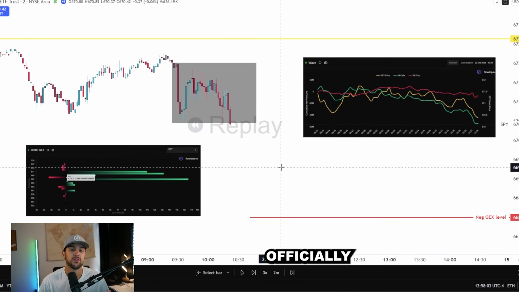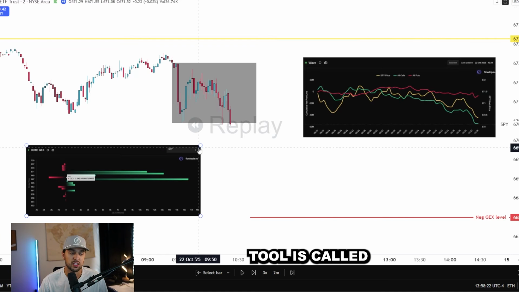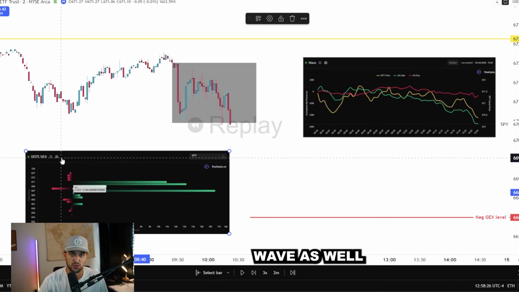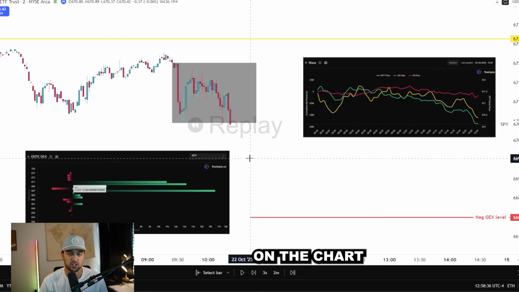So now that Wave has officially showed us the bias for the day and what market makers are trying to do, they're dropping their calls, they're keeping their puts, now we're going to go to the Gex tool. It's called the 0 day to expiration Gex. You can find it on Flowtopia. It's right under Wave as well. I just went ahead and put these screenshots on the chart so we can keep everything in one spot. So we're looking at Gex right here.